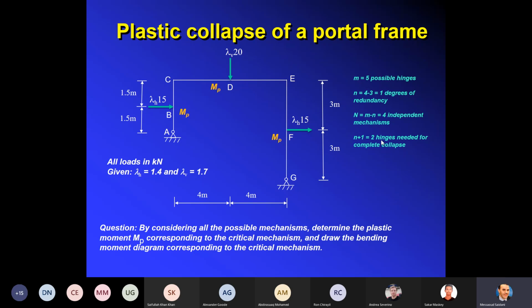N plus 1, in this case N is 1, so 1 plus 1 is 2. We only need 2 hinges for complete collapse. So although we have 5 possible plastic hinges, we actually only require 2 for total collapse, as we will see when we start dealing with the mechanisms. So we have 4 independent mechanisms, but remember, we need to consider any combined mechanisms of the individual mechanisms. If you have any questions, please just say so.